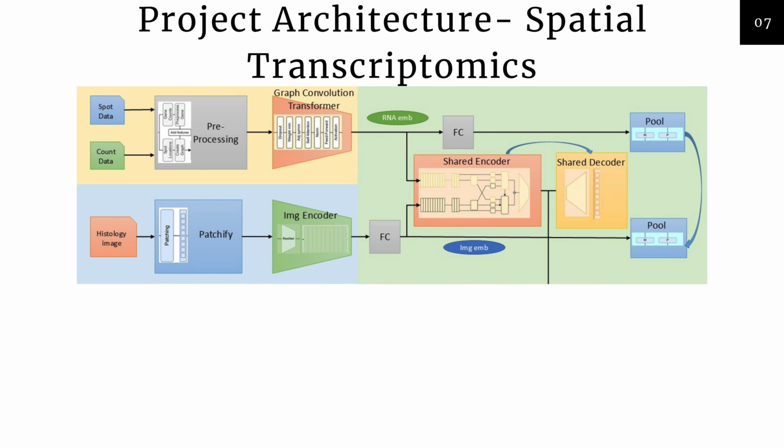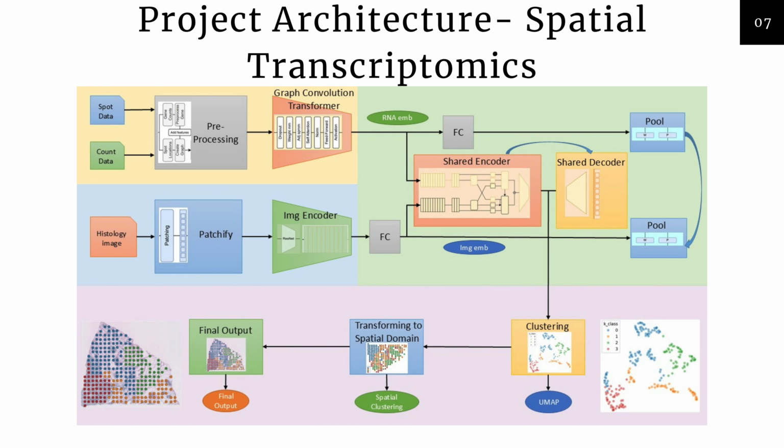These RNA and image embeddings are then integrated and processed by a shared encoder to extract a joint latent embedding for each spot. This shared embedding is then clustered and visualized in a dimensionality-reduced way. The resulting cluster assignment for each embedding determines the segmentation class in the spatial domain. The spot embeddings are mapped to the spatial domain and registered onto the histopathology image to generate the final output.